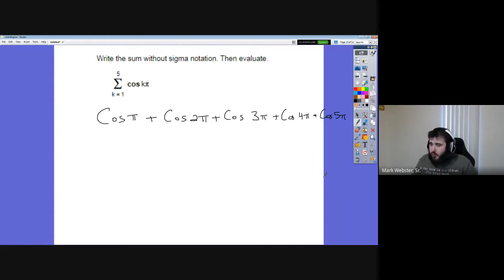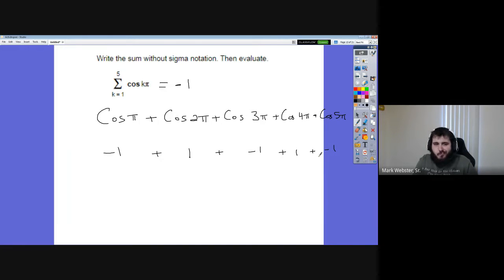And so now we're going to just add all these up. So what is cosine of pi? Negative 1. What's cosine of 2 pi? 1. 3 pi? Negative 1. 4 pi? 1. 5 pi? Negative 1. So we're going to add all these up. Negative 1 plus 1 is 0. Plus negative 1 plus 1 is 0 plus negative 1. So this whole sum adds up to negative 1. These 5 terms, when you add them up, you get negative 1. That's all it is.